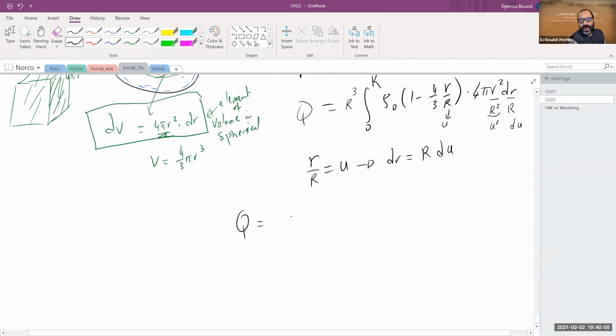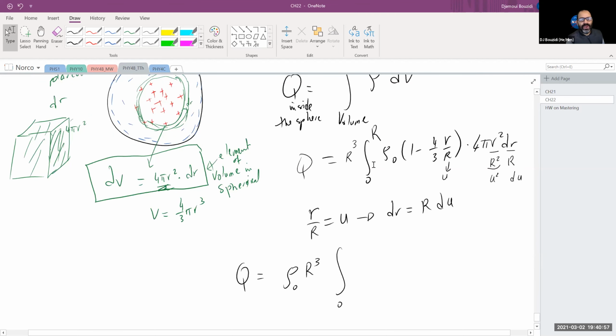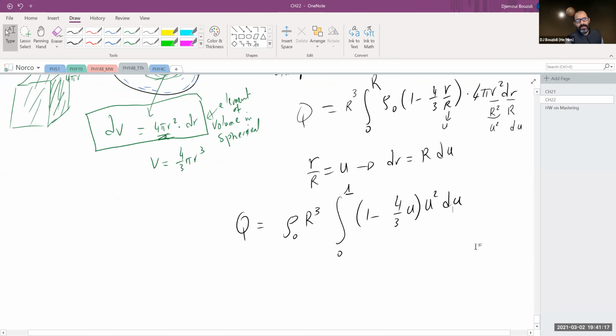So basically what we're left with is rho naught R cubed times the integral from 0 to 1 now, because the boundaries of integration changed from 0 to big R to 0 to just 1, the new boundaries for the new variable. It's 1 minus 4 over 3 u, times u squared du. Is everybody comfortable with this transformation, with this change of variables? Yes. Okay, so far it's simple algebra.